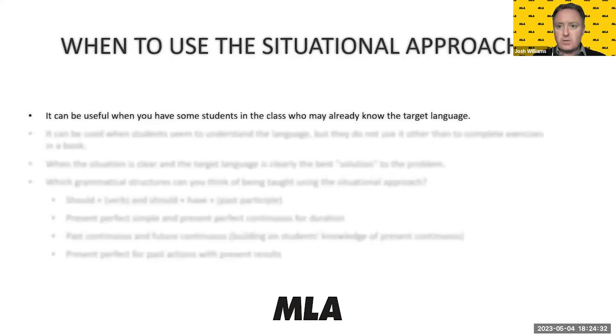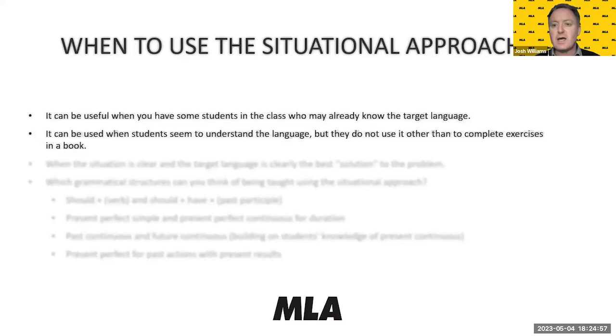When to use the situational approach. It can be useful if you have some students in the class who may already know the target language. That is, if you're talking about used to, you might have some students who, I don't know, maybe they do English lessons outside of school. Maybe they have an English parent or are just more keen on English. It can be used when students seem to understand the language, but they do not use it other than to complete exercises in a book.